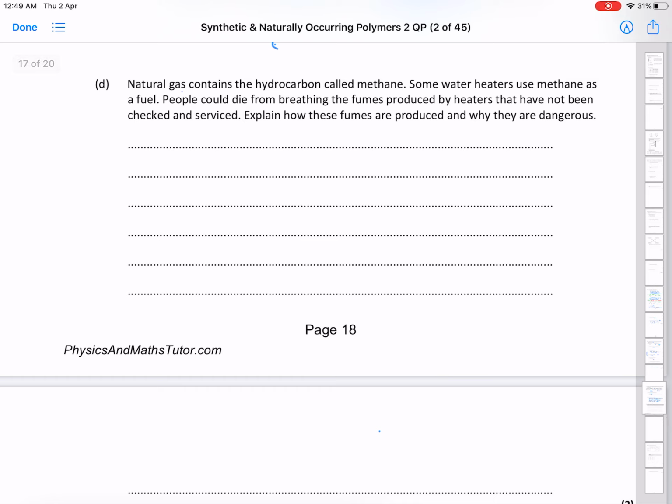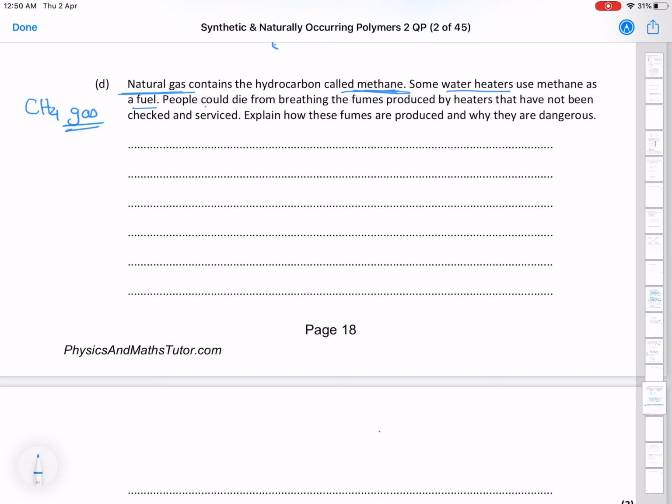Natural gas contains a hydrocarbon called methane. This is a very well-known hydrocarbon, a well-known alkane. Methane is CH4 and it's a gas. This gas has no smell and it's colorless, and it's used in some water heaters. So some water heaters use methane as a fuel.